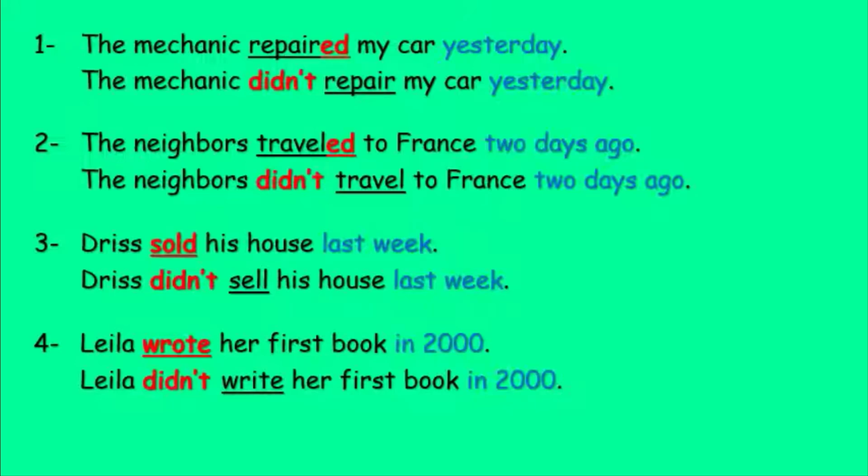Driss sold his house last week. The negative form is Driss didn't sell his house last week. So we have didn't and the infinitive form of the verb sold, which is sell. Leila wrote her first book in 2000. Leila didn't write her first book in 2000. We have didn't plus the infinitive form of wrote, which is write.